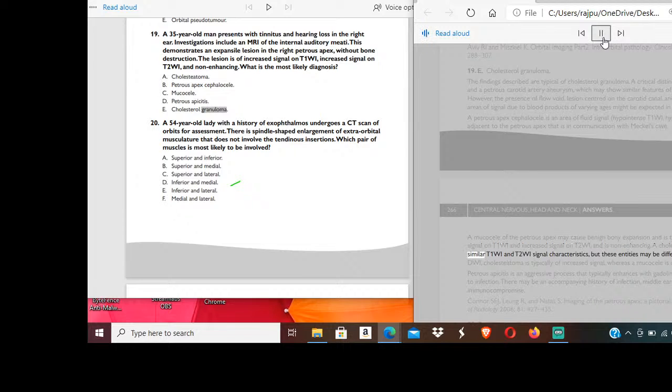A cholesteatoma may have similar T1WI and T2WI signal characteristics, but these entities may be differentiated by DWI. On DWI, cholesteatoma is typically of increased signal, whereas a mucocele is of decreased signal. Petrous apicitis is an aggressive process that typically enhances with gadolinium, and is secondary to infection. There may be an accompanying history of infection, middle ear disease, diabetes, or immunocompromise. Connor SEJ, Leung R, and Natas S. Imaging of the petrous apex, a pictorial review.